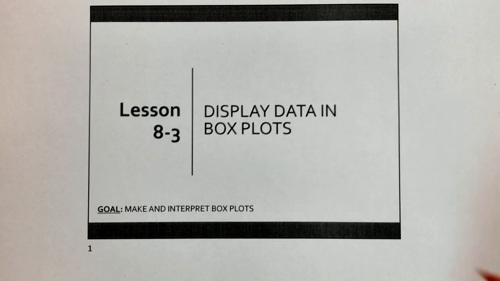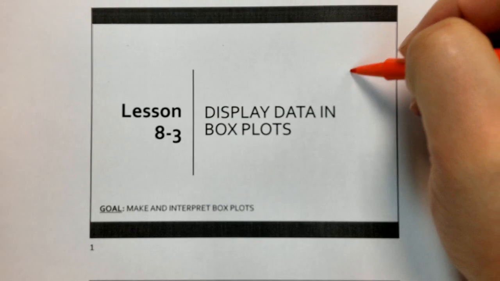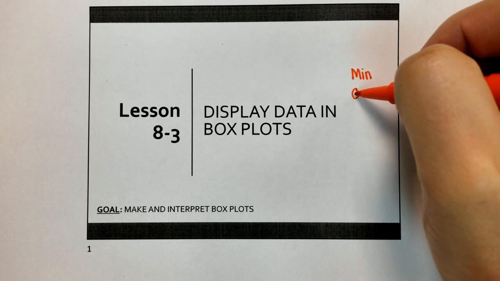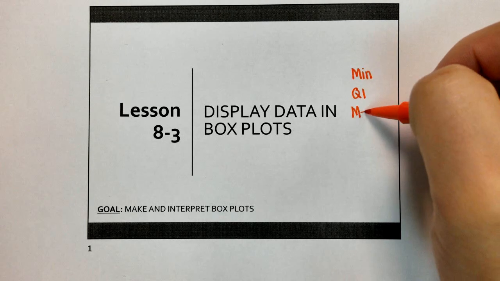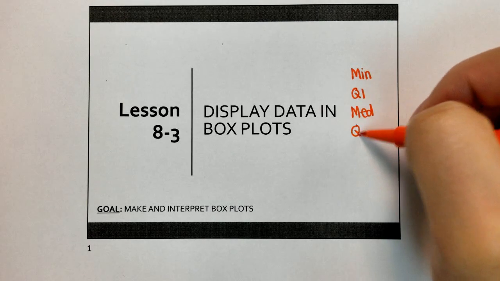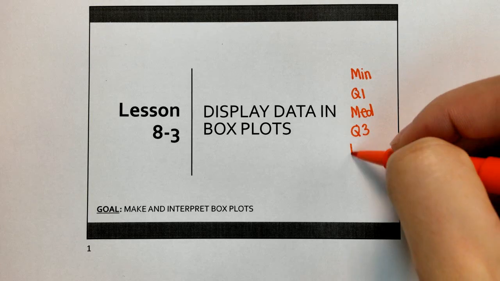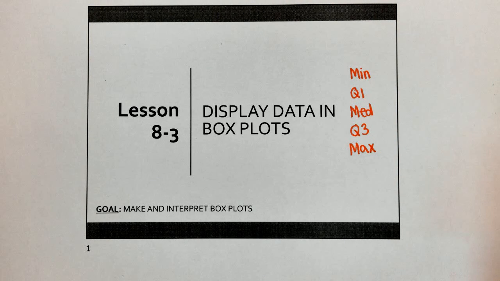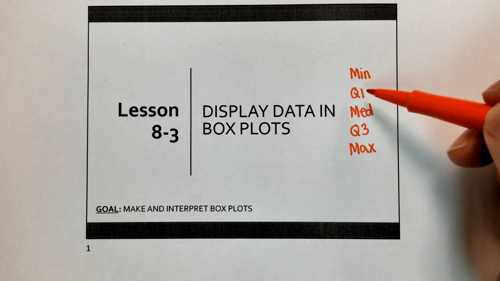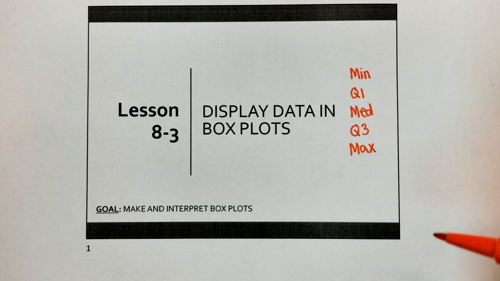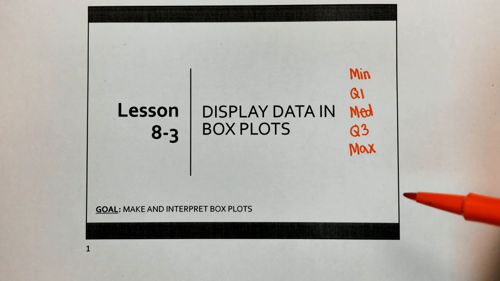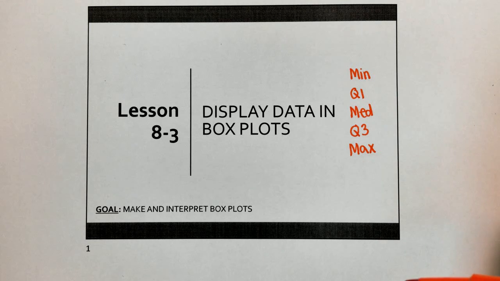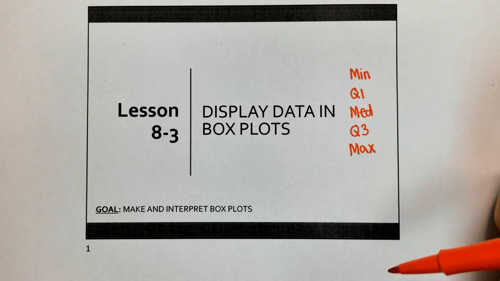So when we create box plots, we're going to need to find the minimum. We are going to have to find quartile 1, the median, quartile 3, and the maximum. Now, minimum, median, and maximum should be something that's already familiar to you. Quartile 1 and quartile 3 will be something that is new. And it's actually very similar to finding median, but it's a little bit more specific than just finding the middle number of our set of data.